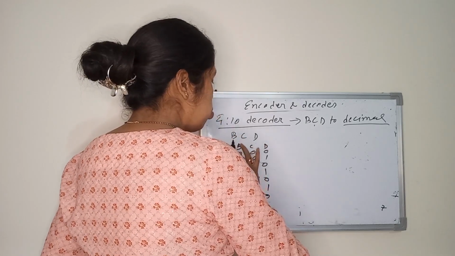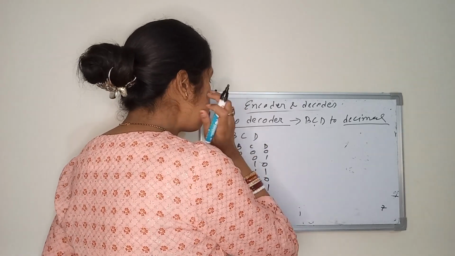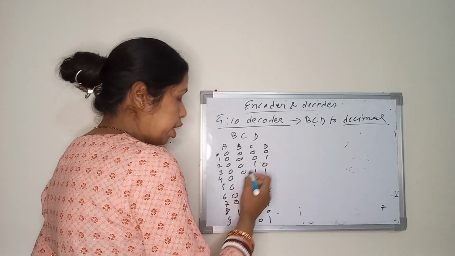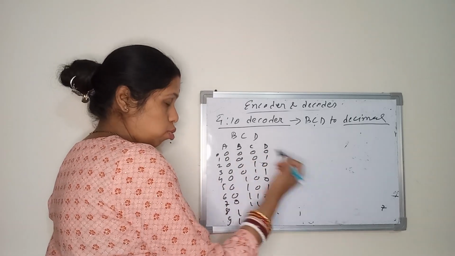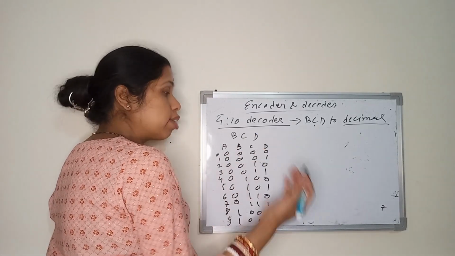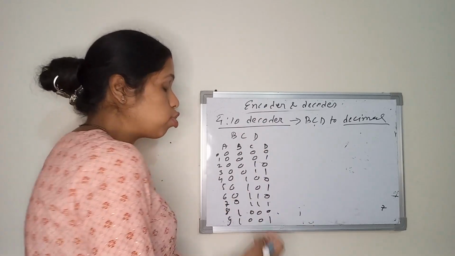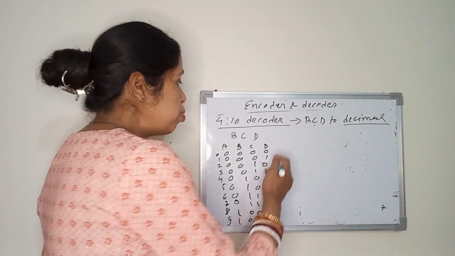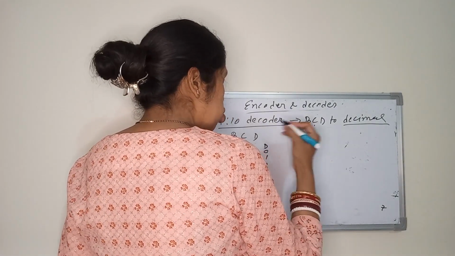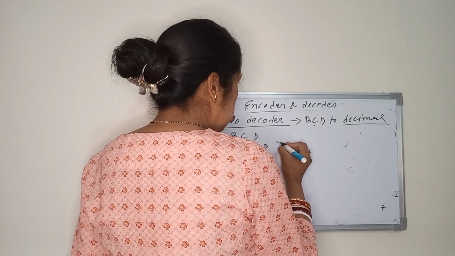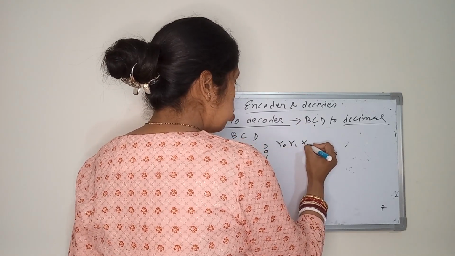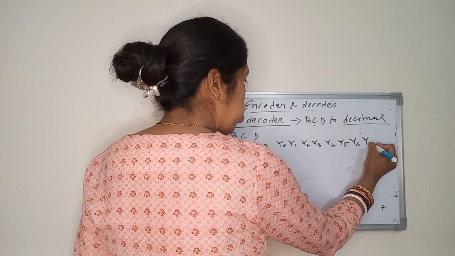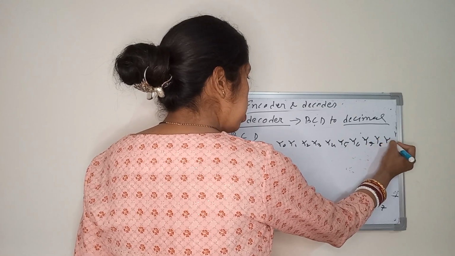For 4 inputs, I have to use the 4 to 10 decoder, right? A 10 decoder means you will get 10 digits. Suppose if you are giving 0000, you will get 0. If you are giving 0001, you will get 1. So a total of 10 output lines you have to get from the 4 to 10 decoder, right? So how many output lines should be there? Total 10 output lines: Y0, Y1, Y2, Y3, Y4, Y5, Y6, Y7, Y8, Y9.